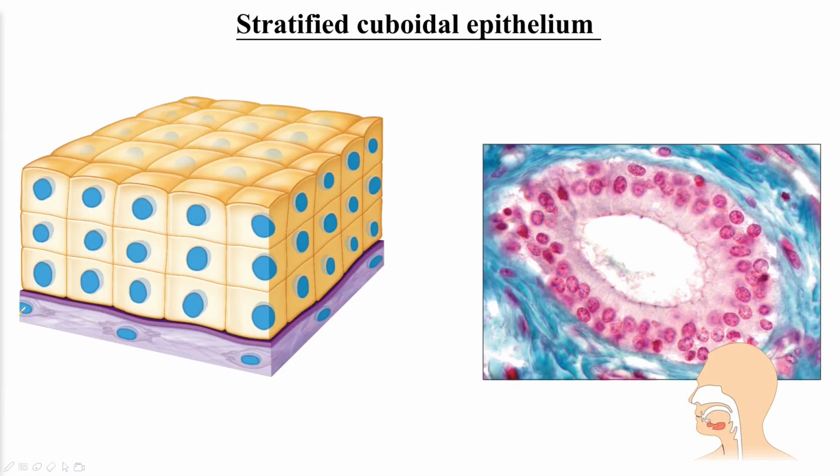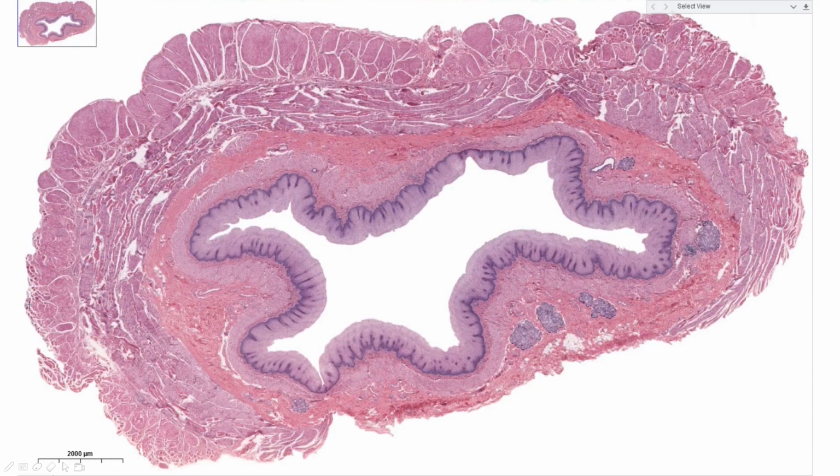Next is the stratified cuboidal epithelium. It is composed of two or more layers of cells. The surface cells are square or round. Stratified cuboidal epithelium has a limited distribution. It is most often found in large ducts of exocrine glands. Typically, it has only two layers of cuboidal cells.